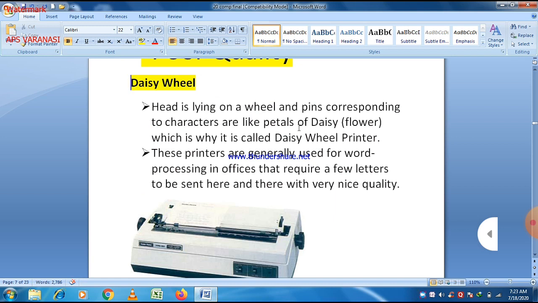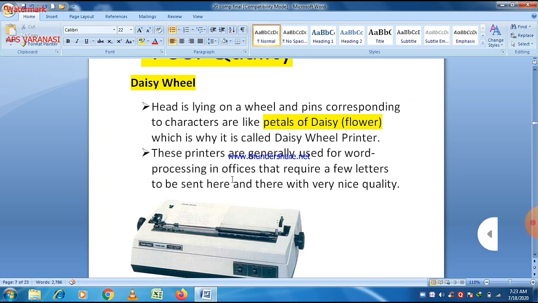Daisy wheel. This is the diagram of a daisy wheel printer. You can easily see that. There is an important point regarding the name: they are called daisy wheel because the head is lying on a wheel and pins corresponding to characters are like petals of a daisy, which is why it is called the daisy wheel printer.